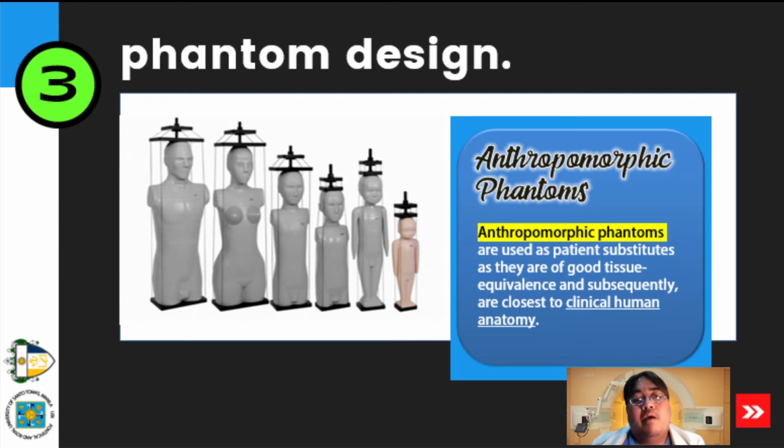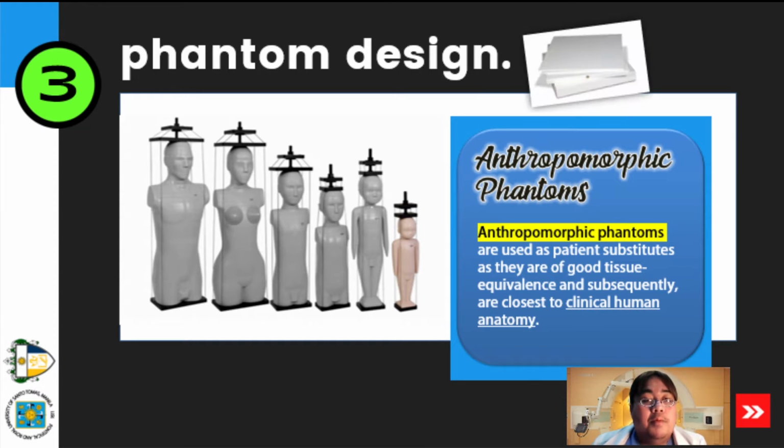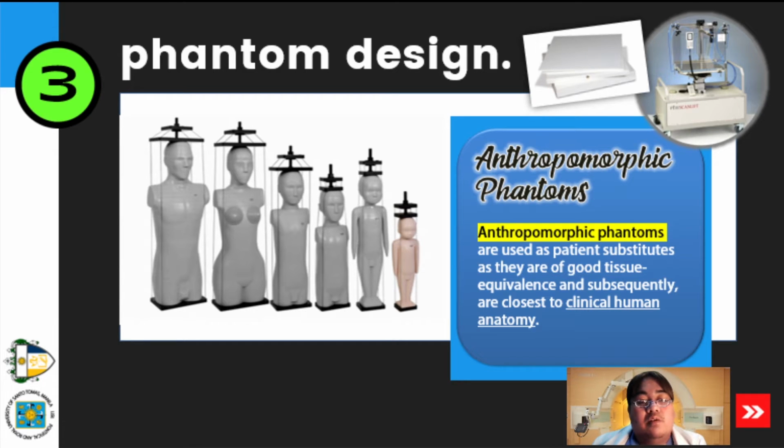Okay, so talking about phantom design. Anthropomorphic phantoms are used as patient substitutes because, number one, they are of good tissue equivalence, and second, they are closest to clinical human anatomy. Besides anthropomorphic phantoms, we also have the PMMA slab phantom as well as the PTW water phantom.